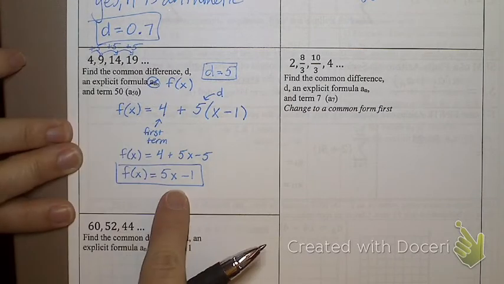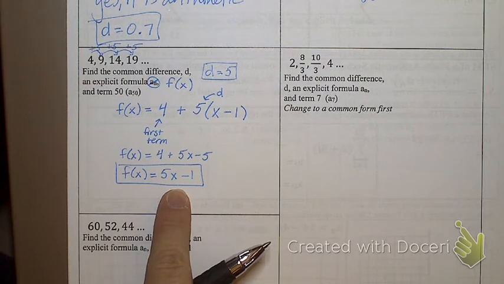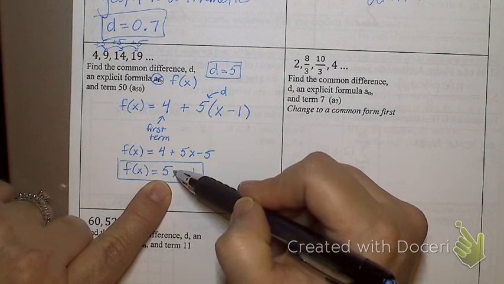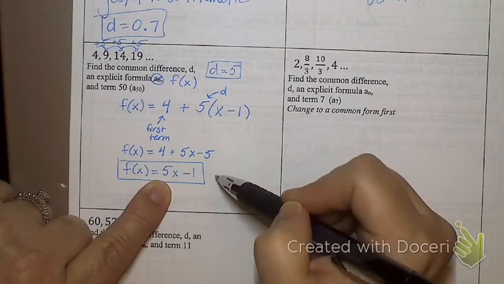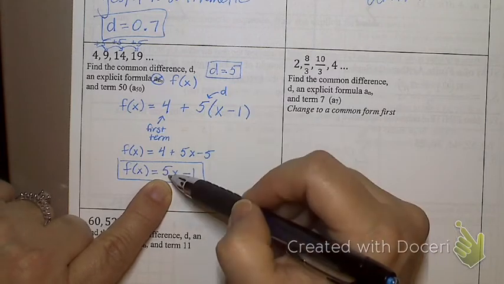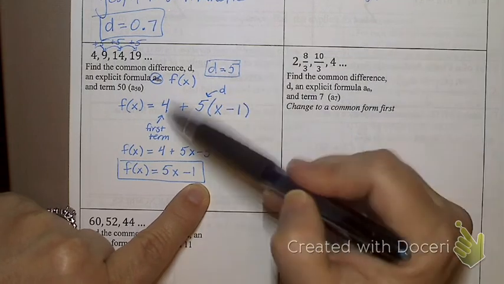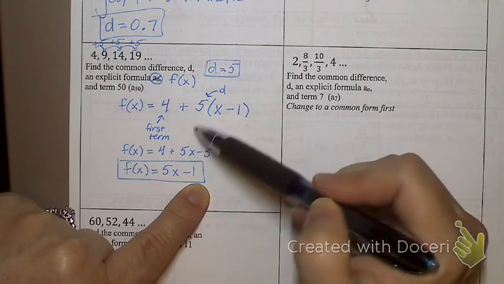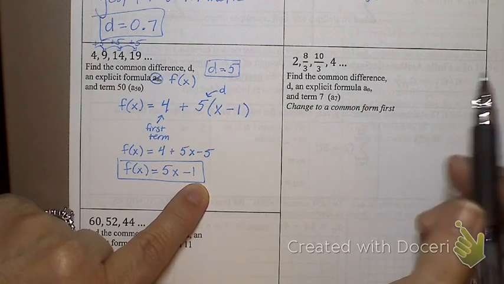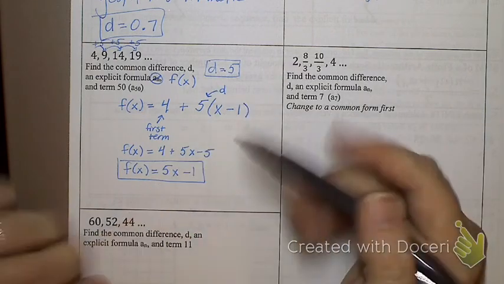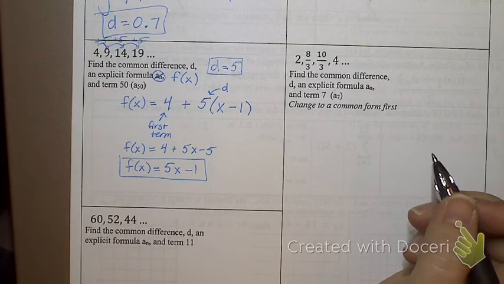So from my explicit formula, can I identify what d is? Isn't d the slope of that line? Because I have mx plus b. So d is my slope. Is b my first term? No, because I ended up doing some combining like terms. So I can't pull the first term out of here as easily, but I can get my d value pretty easily from there. All right, what's the last thing I need to do in this problem?